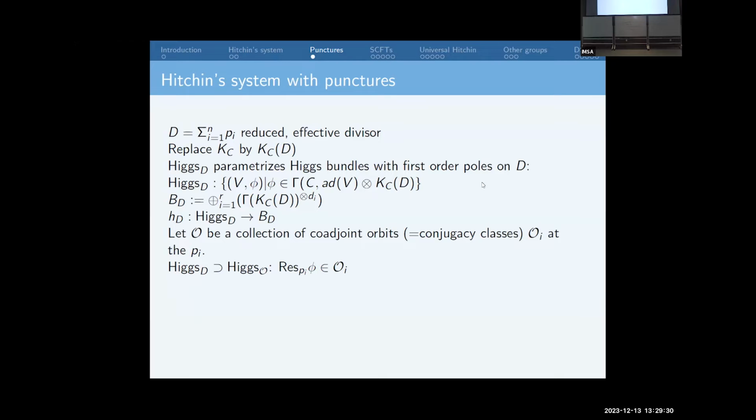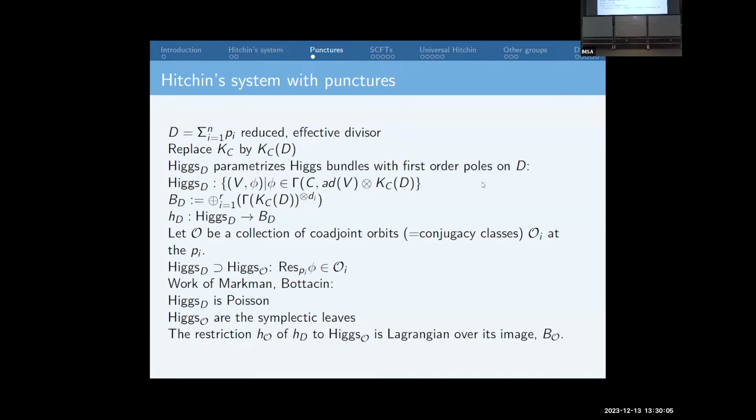let O be a collection of nilpotent orbits, one at each p_i. So for each p_i, we choose a conjugacy class, the nilpotent orbit in the algebra at that point. So script O is a bunch of conjugacy classes that we talk about. And then within Higgs sub D, we have Higgs sub O, which is the subset where you impose the condition that the residue at p_i is in the conjugacy class. So this started with the work of Mochizuki and Donagi.